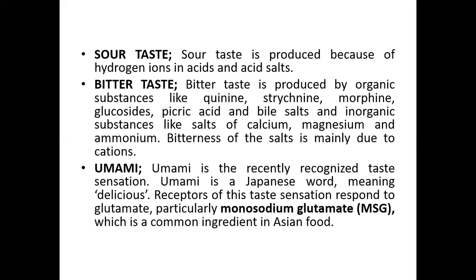Sour taste is produced by hydrogen ions in acids. Bitter taste is produced by substances like guanine, trypsin, morphine, glucosides, etc. Umami is the most recently recognized taste sensation. Umami is a Japanese word meaning delicious. Receptors of this taste sensation respond to glutamate. That's what they respond to.